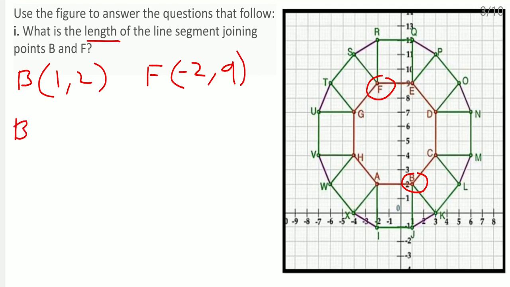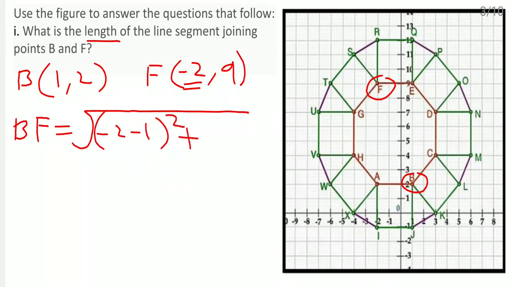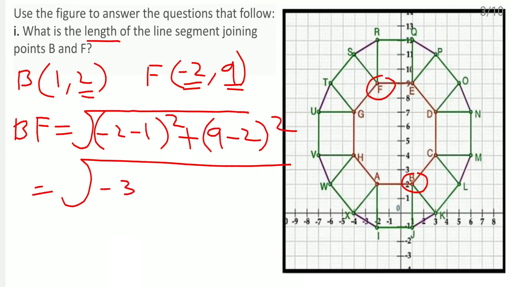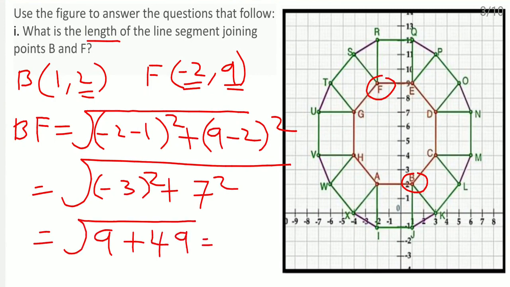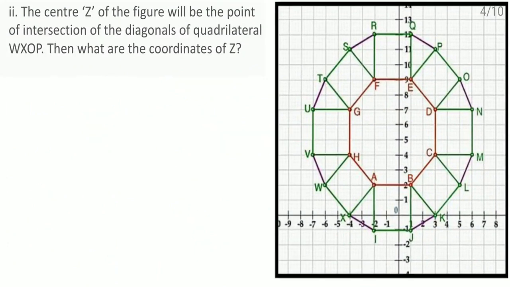Once you have written the coordinates, they are asking us the length. So I'll write down BF by using the distance formula. The distance formula is the square root of (x2 minus x1) squared plus (y2 minus y1) squared. So (-2 minus 1) squared plus (9 minus 2) squared, which is equal to (-3) squared plus 7 squared, which comes as 9 plus 49, which is nothing but root 58 units. So this is the distance between B and F. Come to the second question.